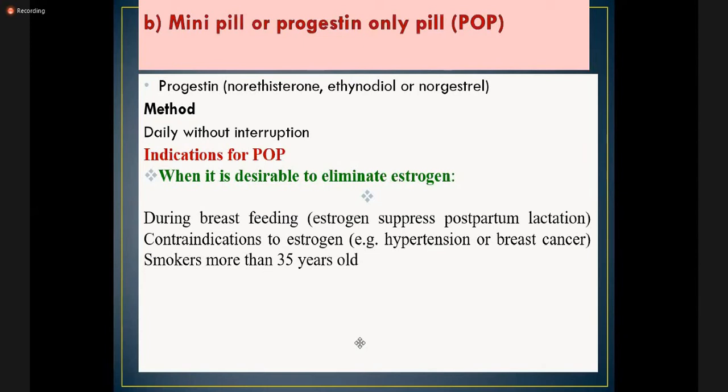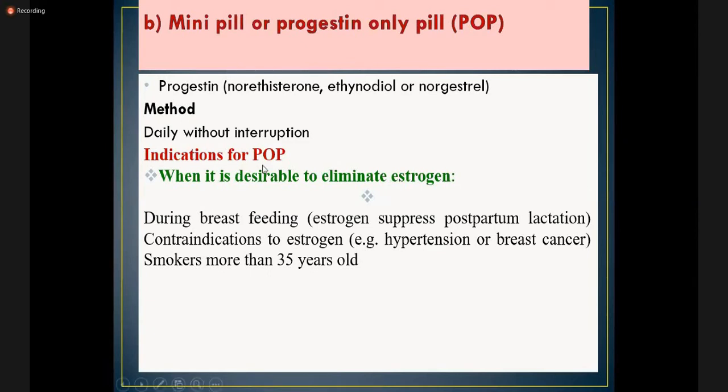This is one of the problems, a psychological problem you can say, that they have to take these mini pills or progestin-only pills continuously until they decide to conceive. There is no other problem, but the psychological one. In combination pills, psychologically there is a gap of 7 days. Method: daily without interruption.